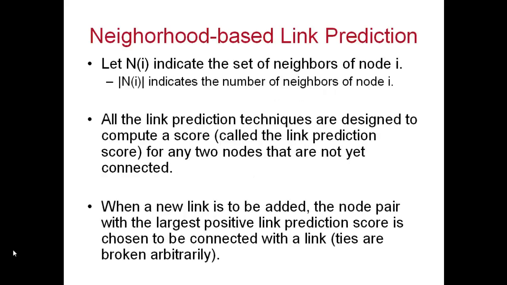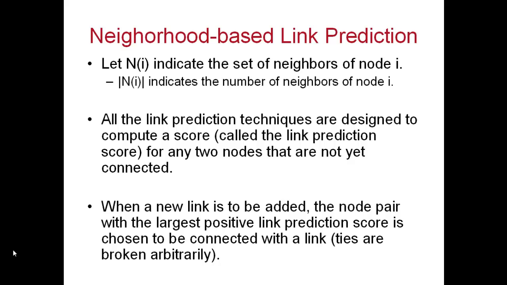The neighborhood-based link prediction techniques, as the name itself indicates, look at the neighbors of the vertices. So we'll use a notation like N of i to indicate the set of neighbors of node i. The cardinality of this set is the number of neighbors of node i.